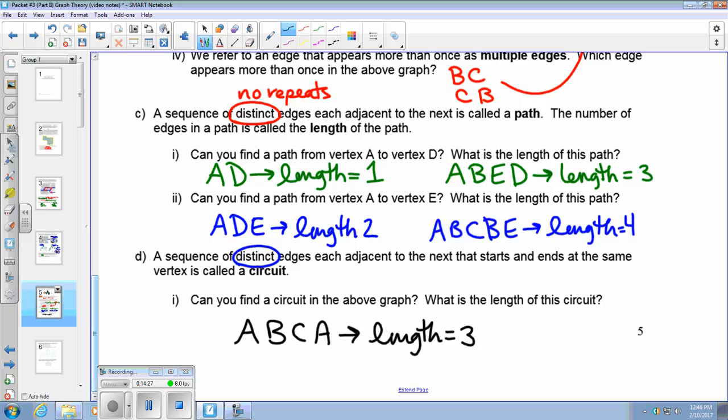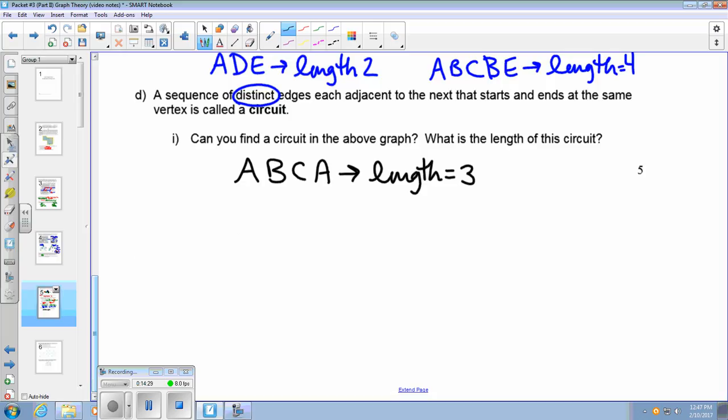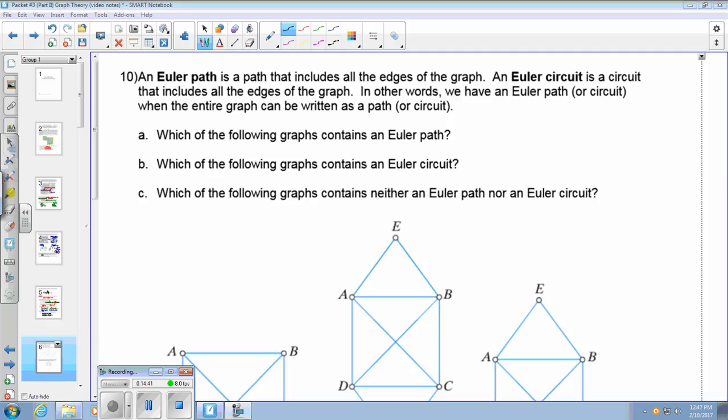Okay, and as a second example, there's a circuit that goes A to B, E, D, and A, and that has length 4.